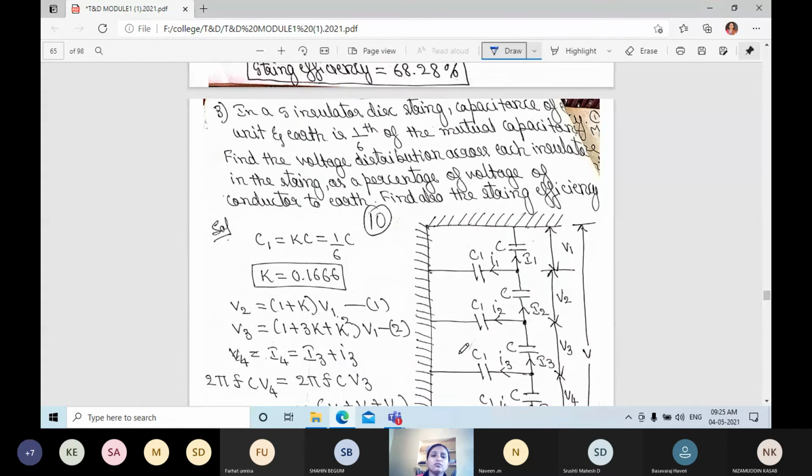Next, third problem, they have given 5 insulator discs. Okay, till now we have discussed only 3 insulators. Next, 2 insulators, that is V4 and V5, we don't know the calculation. We should calculate, then we should solve. First, before going to the problem, we know that V2 is equal to 1 plus K into V1 and V3 is equal to 1 plus 3K plus K square into V1.